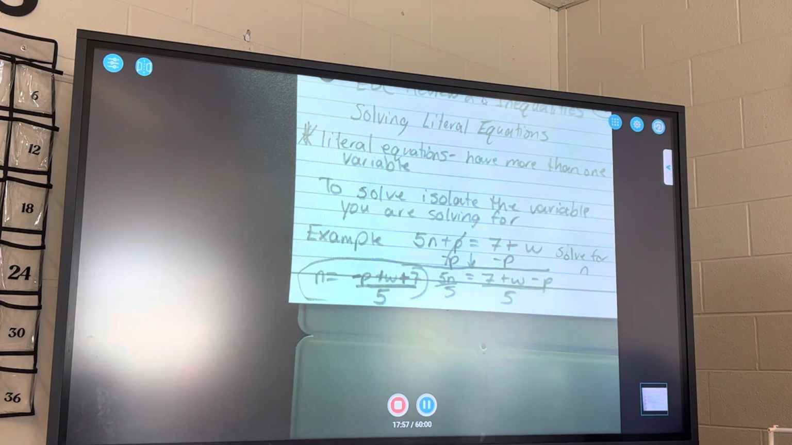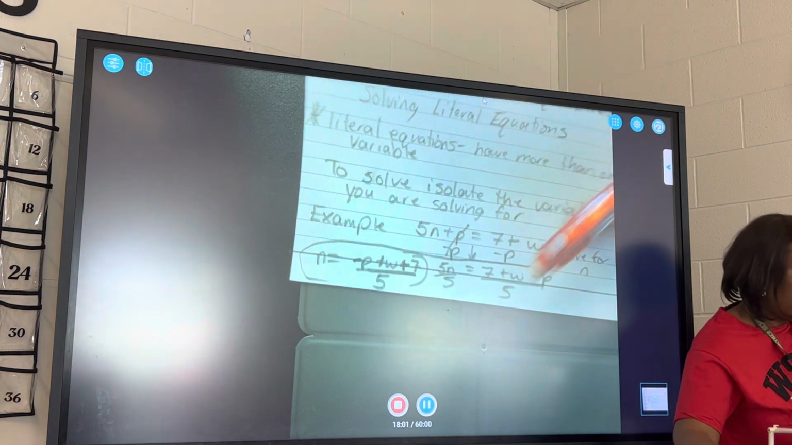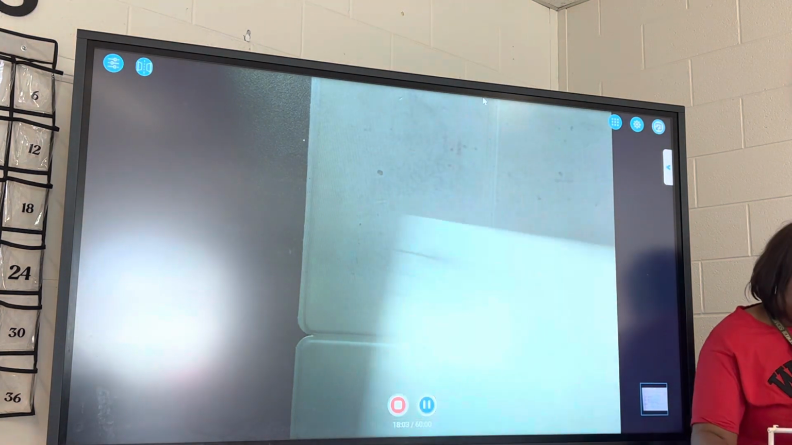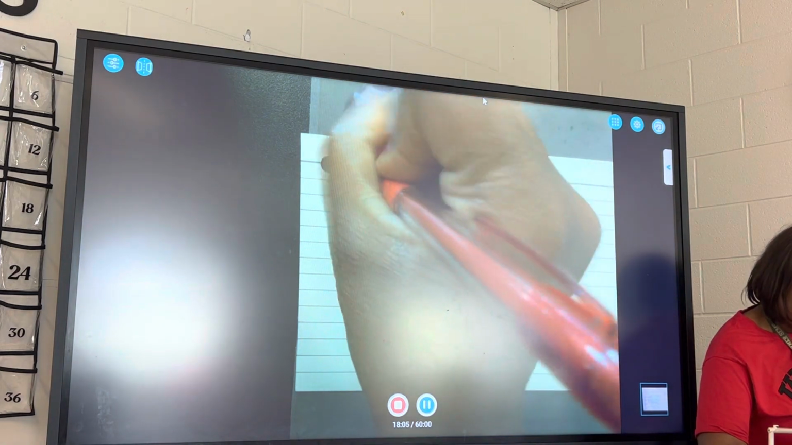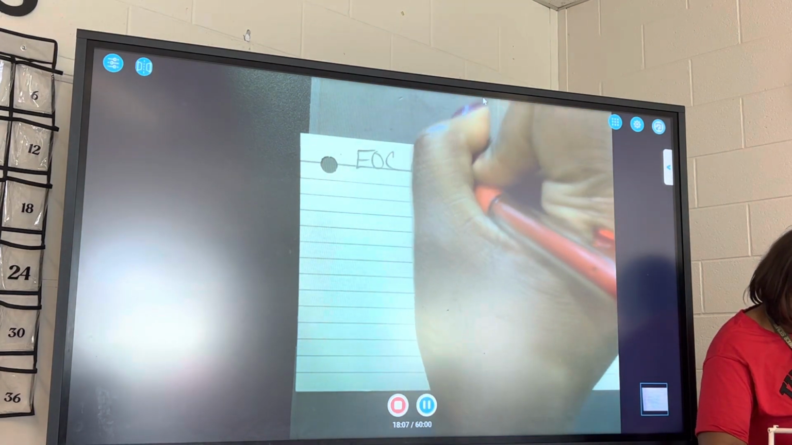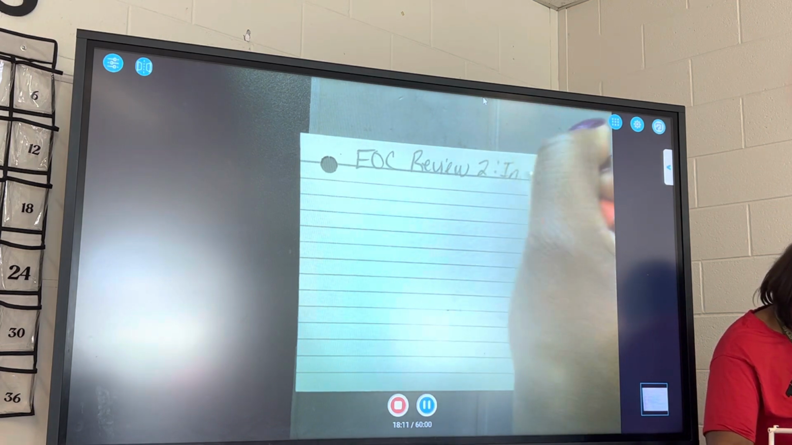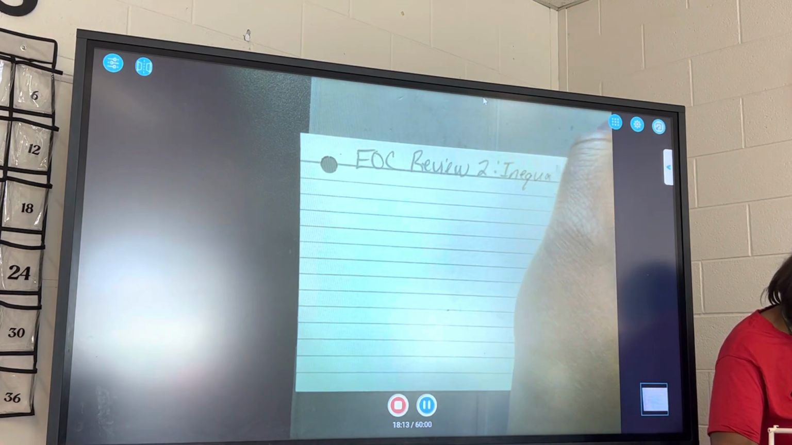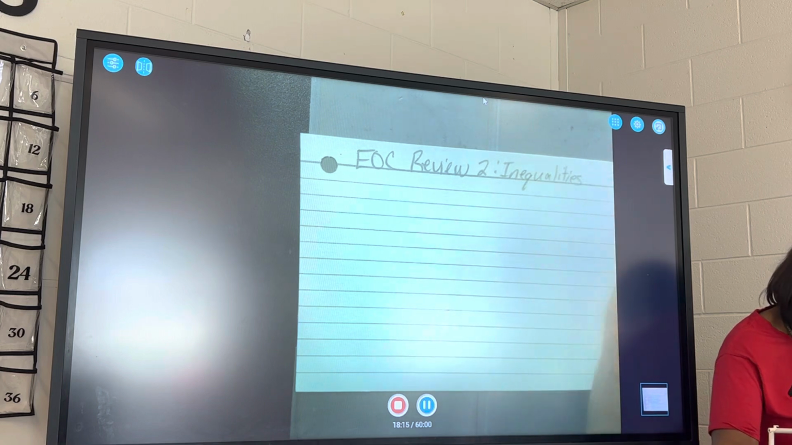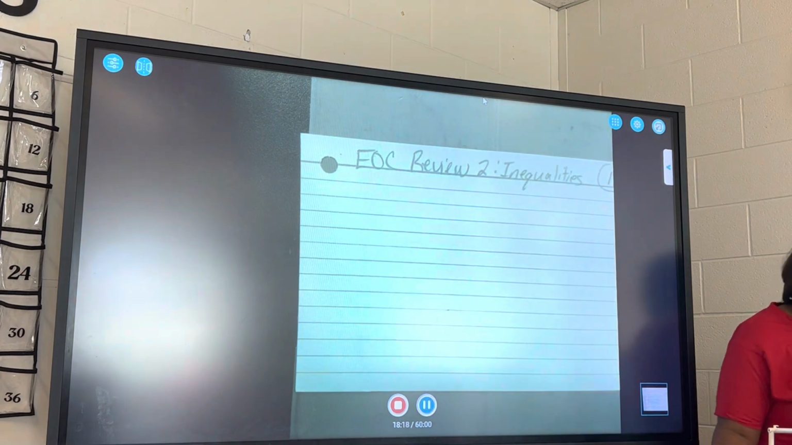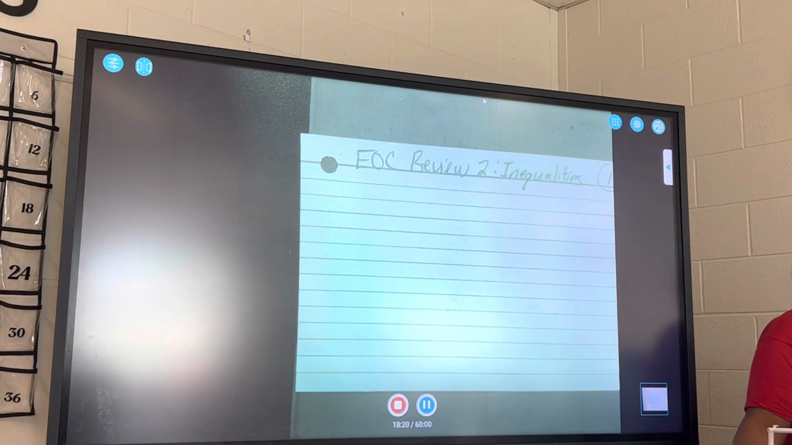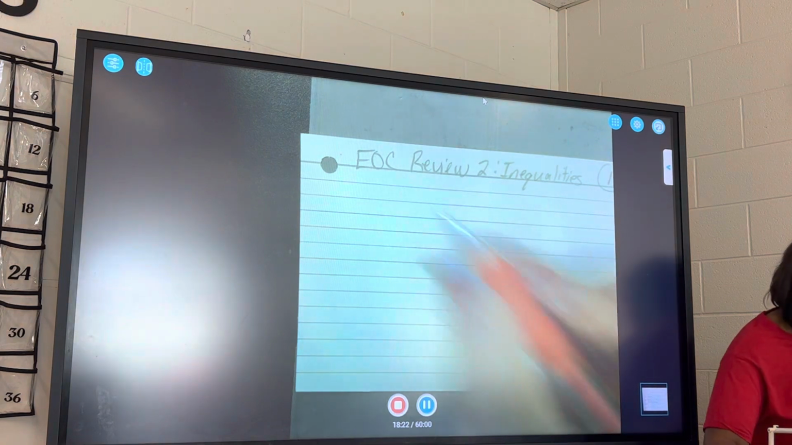Card 11. Solving inequalities. EOC review 2 is the title of this. This is card 11. And on this card, we are talking about solving inequalities.